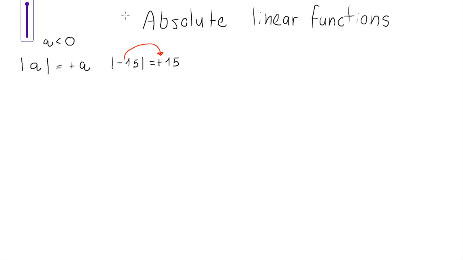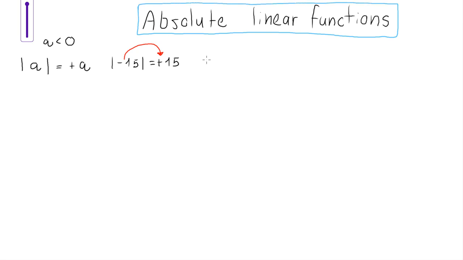Let me add a nice box right here. So we have absolute linear functions. Now, it's really important to understand what happens. So let's draw a very nice coordinate system right here. I'm not making ticks because I am not going to be drawing it exactly. I will only do this, and I will use various colors.